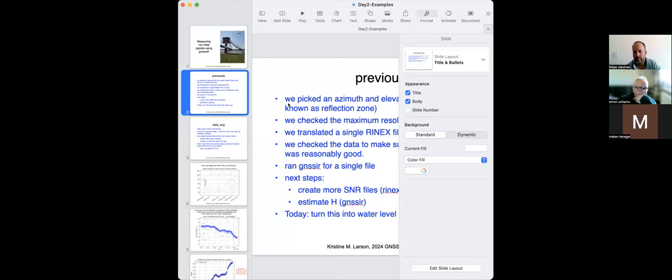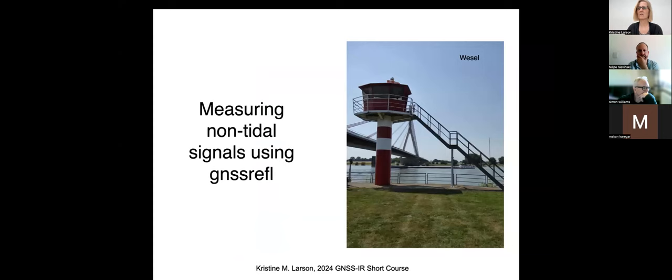We'll take more questions, maybe right before the break, but let me go ahead and go to the next section. Oh my gosh, why is that showing up? Okay. There it is. Day two examples. So let me say, does that say measuring non-tidal signals?